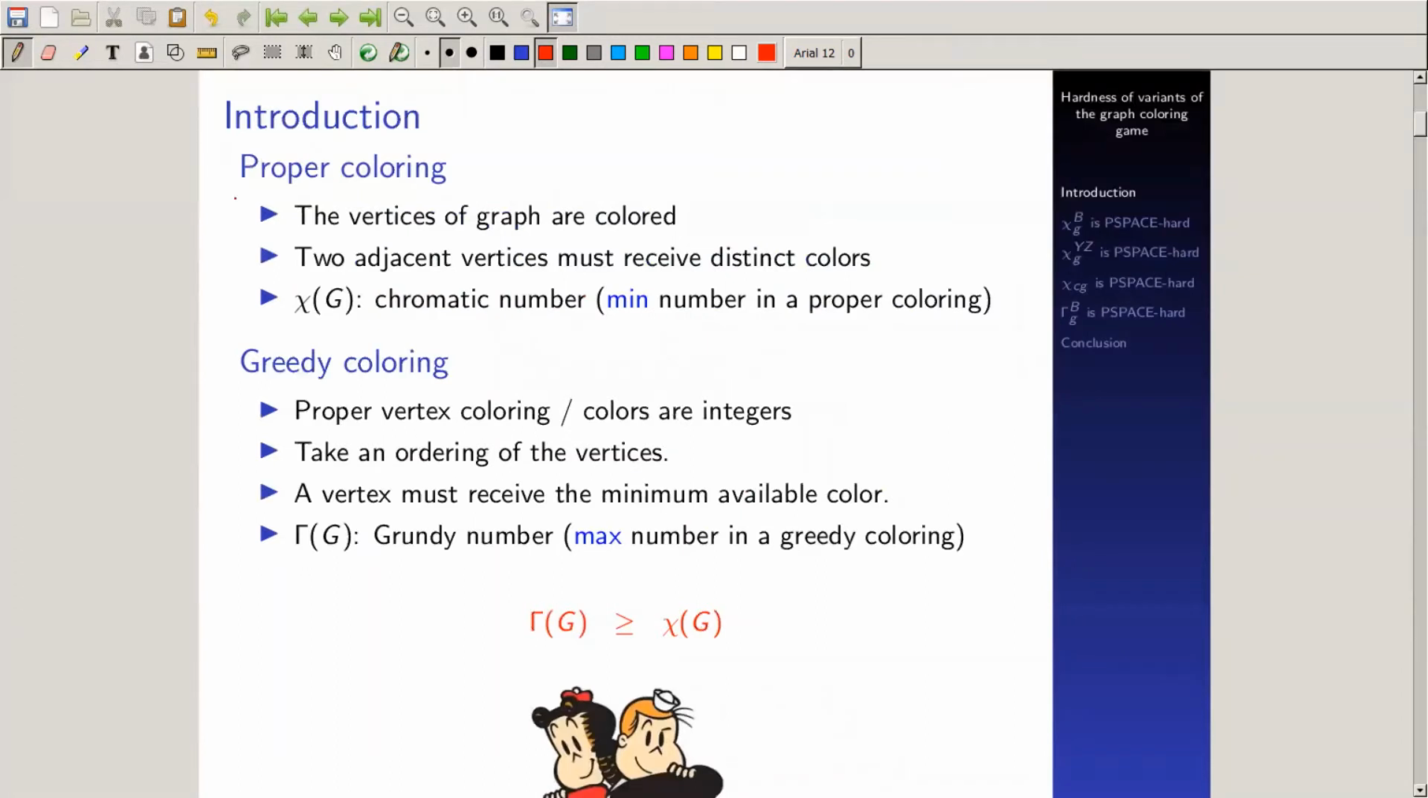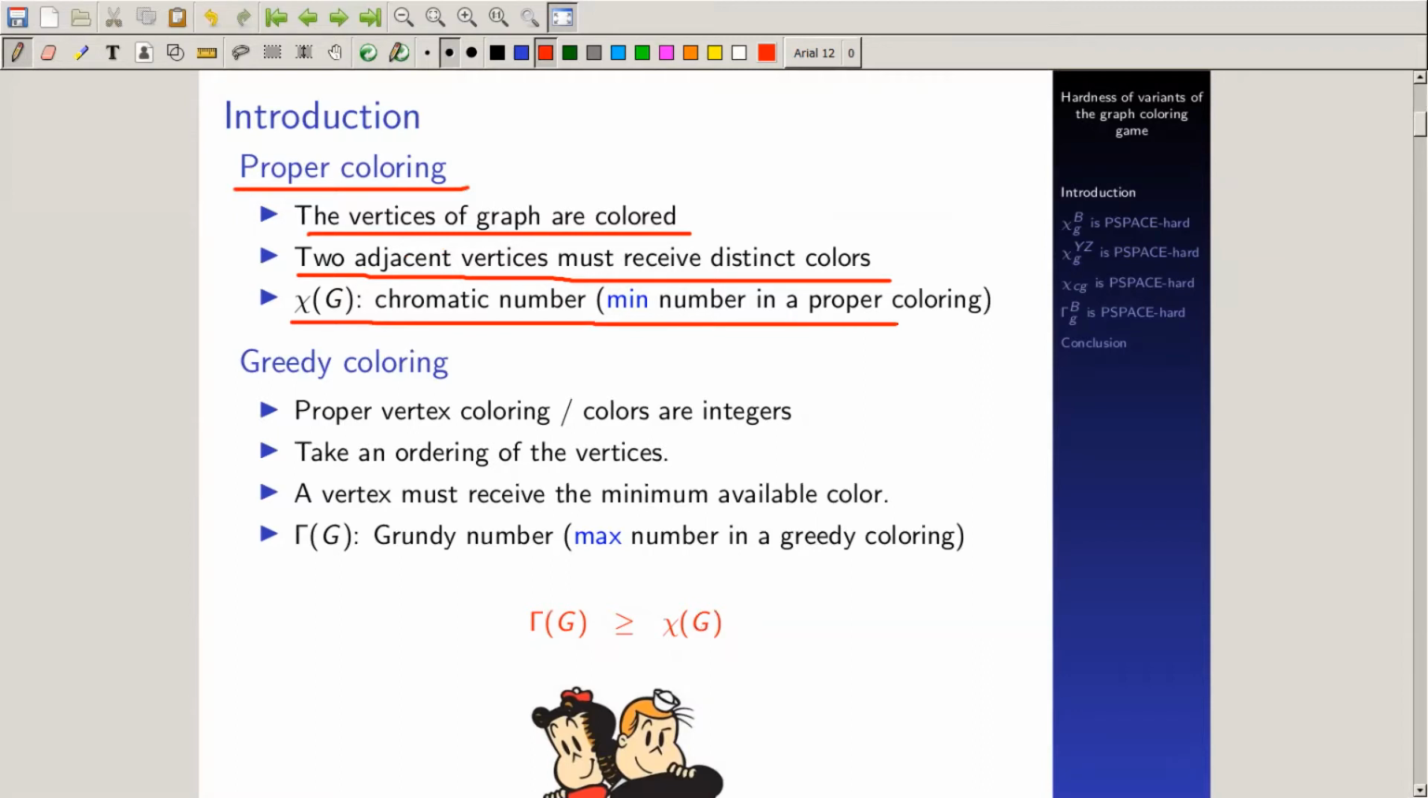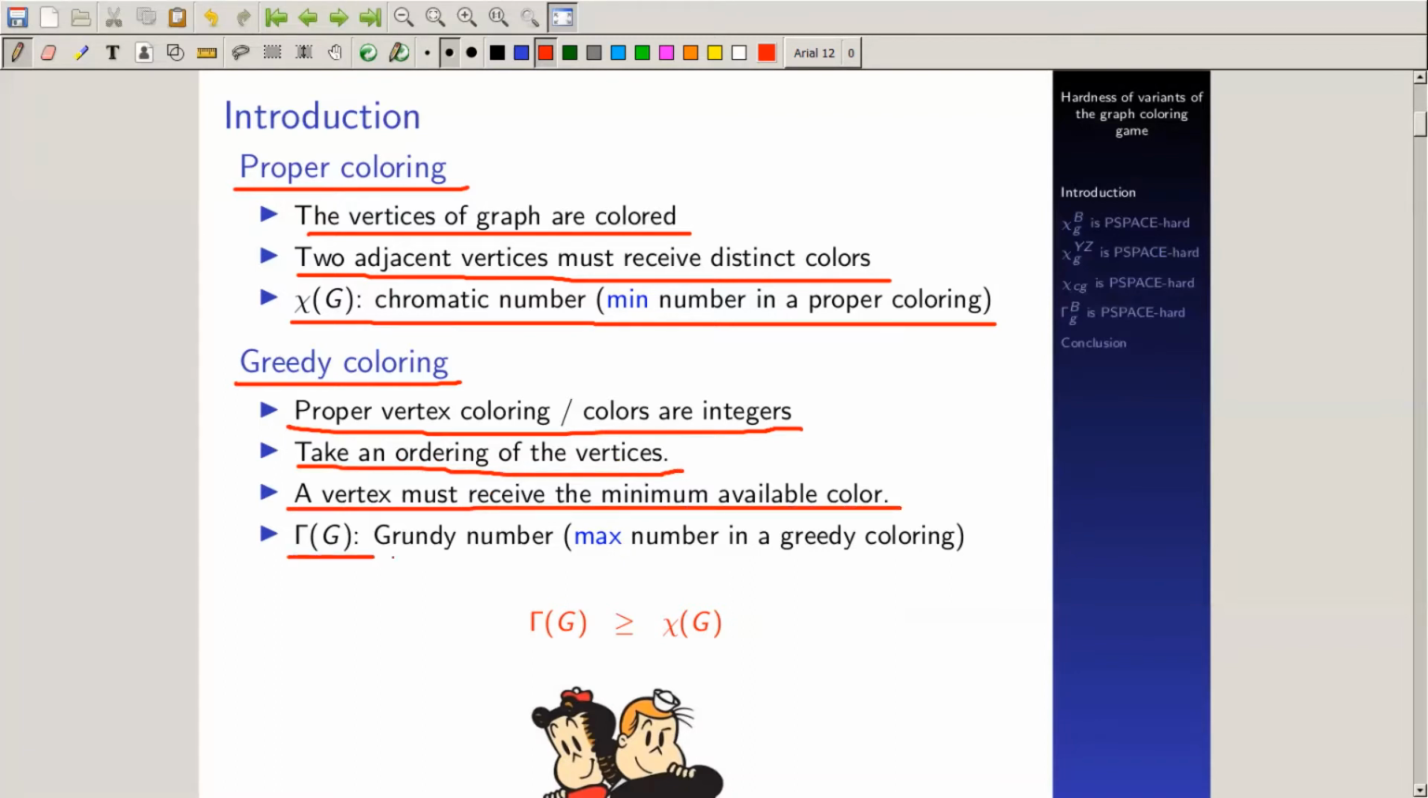In a proper coloring, the vertices of a graph are colored. Two adjacent vertices must receive distinct colors. Kappa of G, the chromatic number, is the minimum number of colors in a proper coloring. A greedy coloring is also a proper coloring. Colors are integers. We take an ordering of the vertices. A vertex must receive the minimum available color. Gamma of G, the Grundy number, is the maximum number of colors in a greedy coloring. Since this is a proper coloring, gamma of G is at least kappa of G.